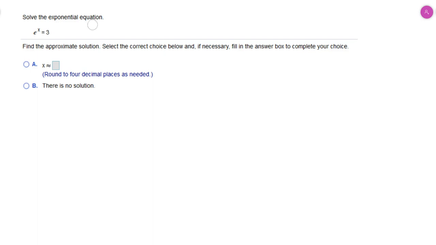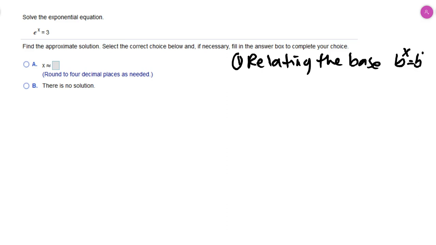This question says solve the exponential equation e to the x equals 3. There are 3 basic methods for solving exponential equations. The first one is relating the bases. In order to do that, you have to be able to write the equation as b to the x equals b to the y. What that means is that the bases need to be the same on both sides of the equation. We're not able to change that 3 to have an e to a power without maybe a calculator. So we're not going to use relating the bases.